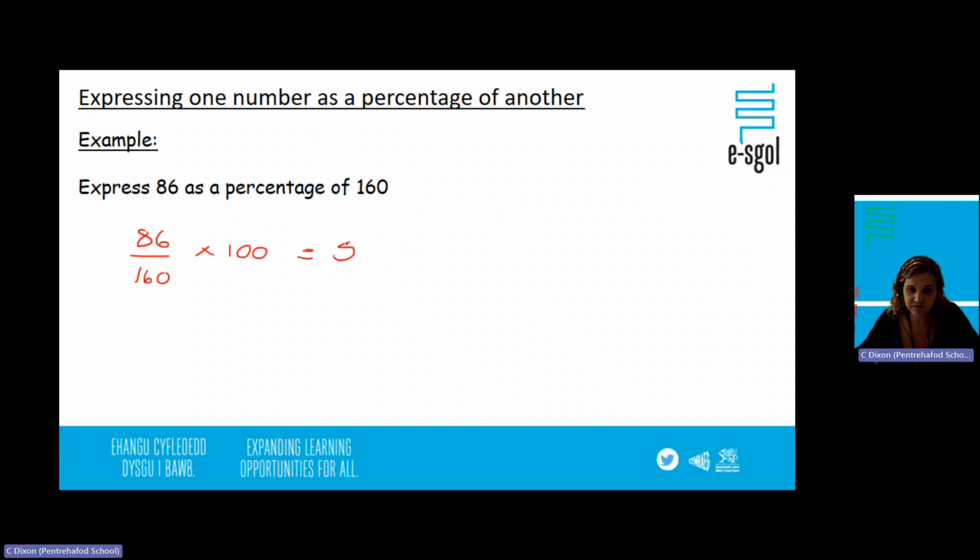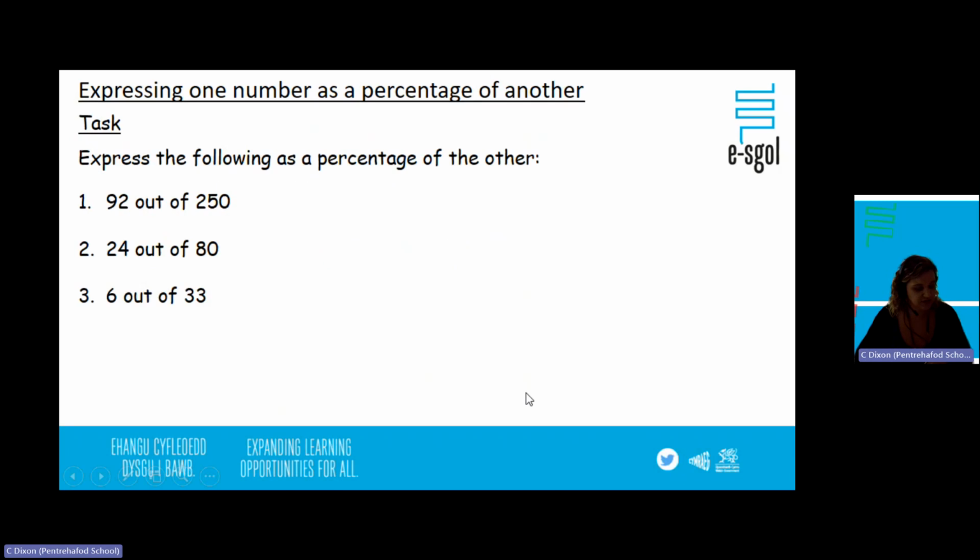So the calculator gives you 53.75. But we do want to put our percent sign on the end, because the question says express this as a percentage. So we're making sure that percent sign is there at the end. So make sure you're reading the questions and giving the examiner what they're asking for. So don't lose marks by little things like that. So we're going to follow the same step. You're going to have a go at 3 questions. It's one number divided by the other and then multiply by 100. So pause the video and try those 3, please.